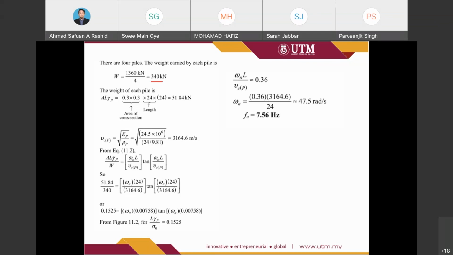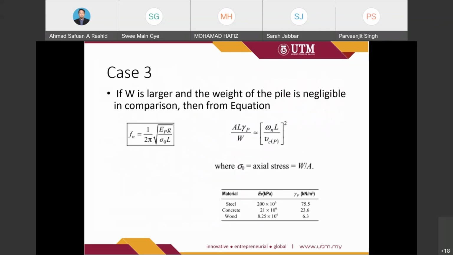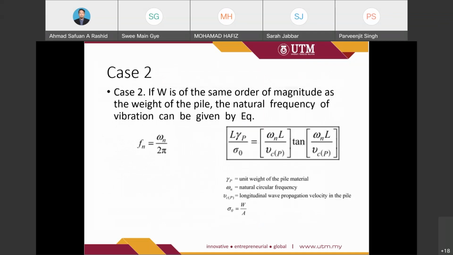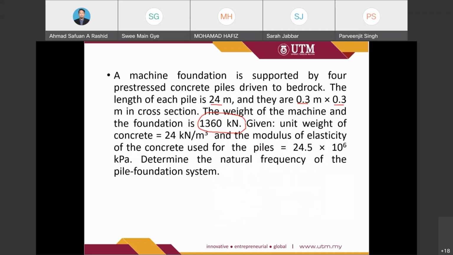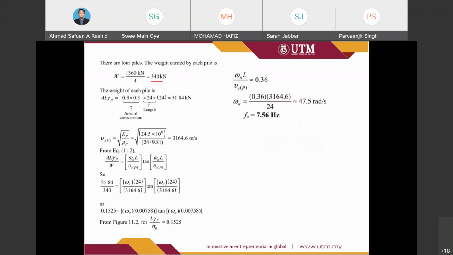Because in case number 3, the W is larger and the weight of the pile is negligible in comparison. It looks very big compared to case number 2, where the W is on the same order of magnitude as the weight of the pile. However, the value here is a little bit higher, almost 6 times greater. But we just look at this example first.